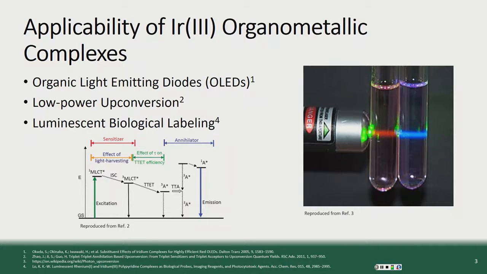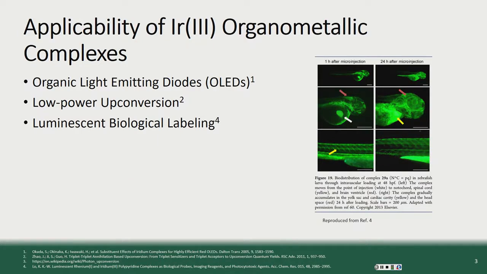And the last application is biolabeling. Here we see an example where they inject the compound, and then it spreads throughout the body through the vascular system, and it gives contrast between different organs so that you can do studies to see what's going on. With all of these, there are some complications. I'm going to talk about the first and last.